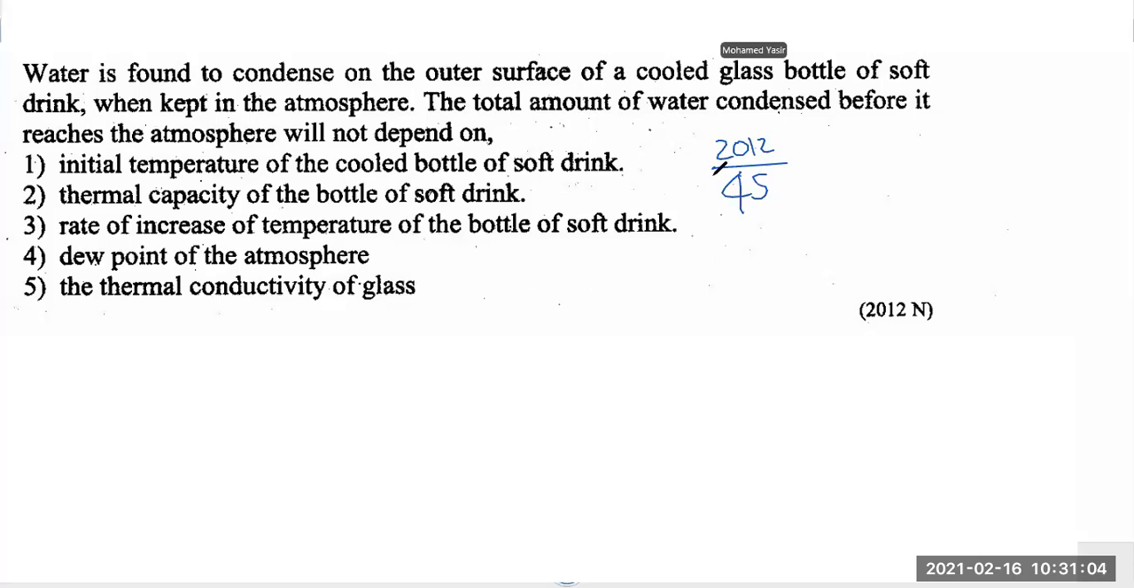The next question is from 2012, question number 45. Water is found to condense on the outer surface of a cooled glass bottle of soft drink when kept in the atmosphere. The total amount of water condensed before it reaches the atmosphere will not depend on.